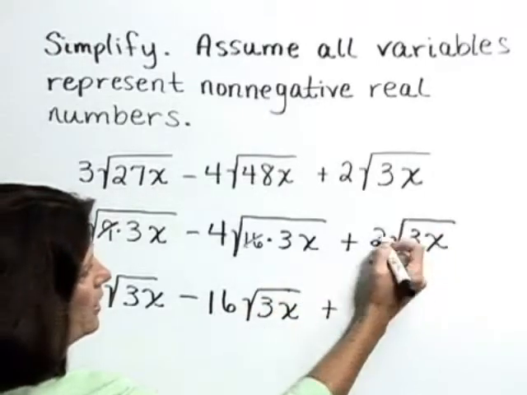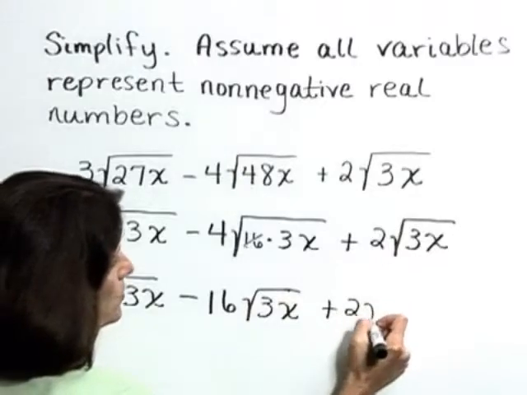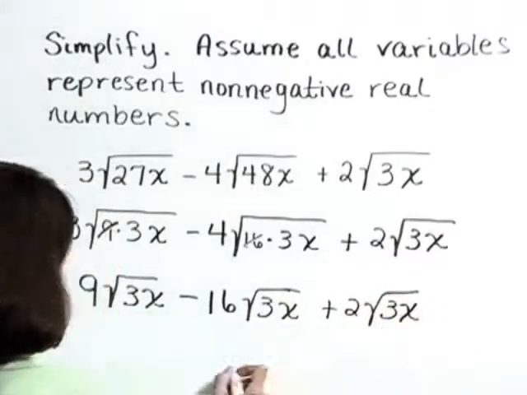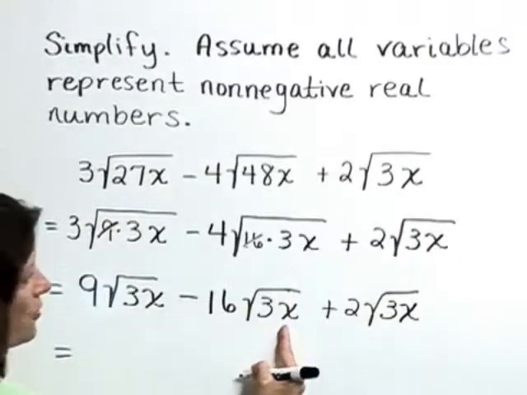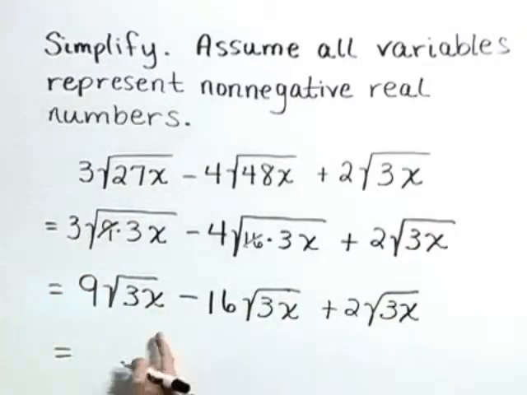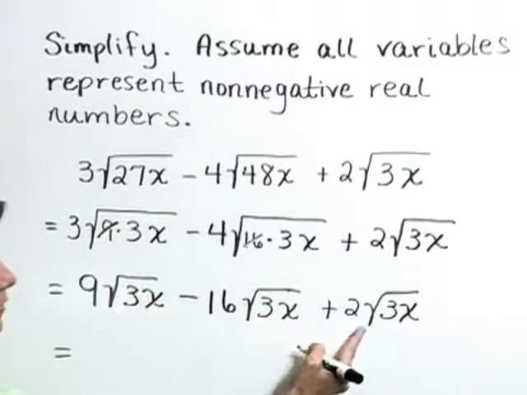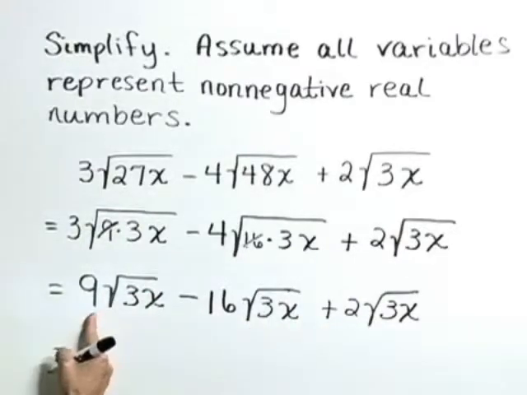And lastly, let's just again rewrite that last term. 2 times the square root of 3x. So what we see here are 3 terms that are indeed alike. They each have the square root of 3x in them with a single numerical coefficient out front.